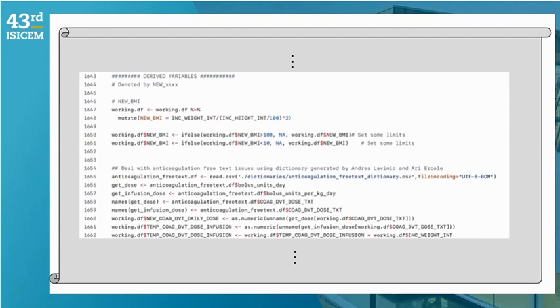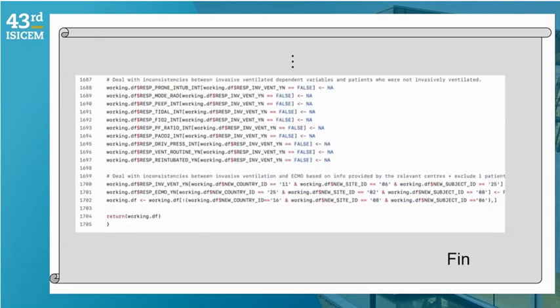And we're fixing some free text problems. Free text is a disastrous thing, but there were some items that were collected as free text in terms of anticoagulation. And then we do all of this, and finally I get to line 1,704, where we take the working copy of the data frame that has now been curated and pass it back to the user, who can now do some statistics. I never changed the original data.